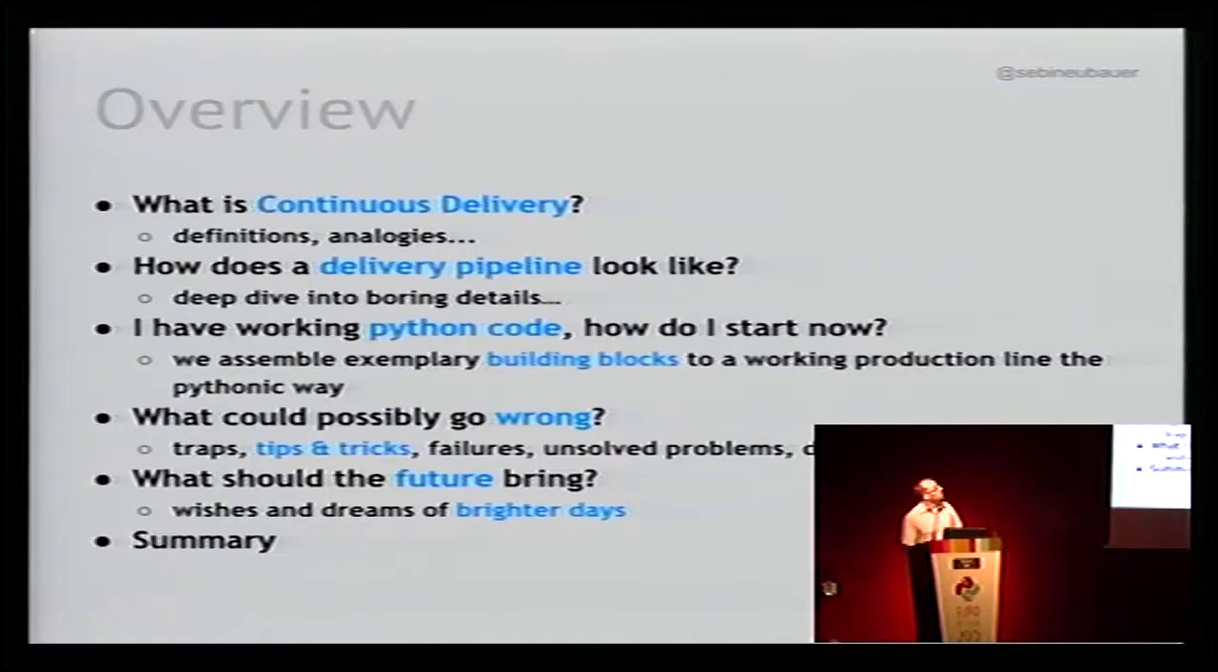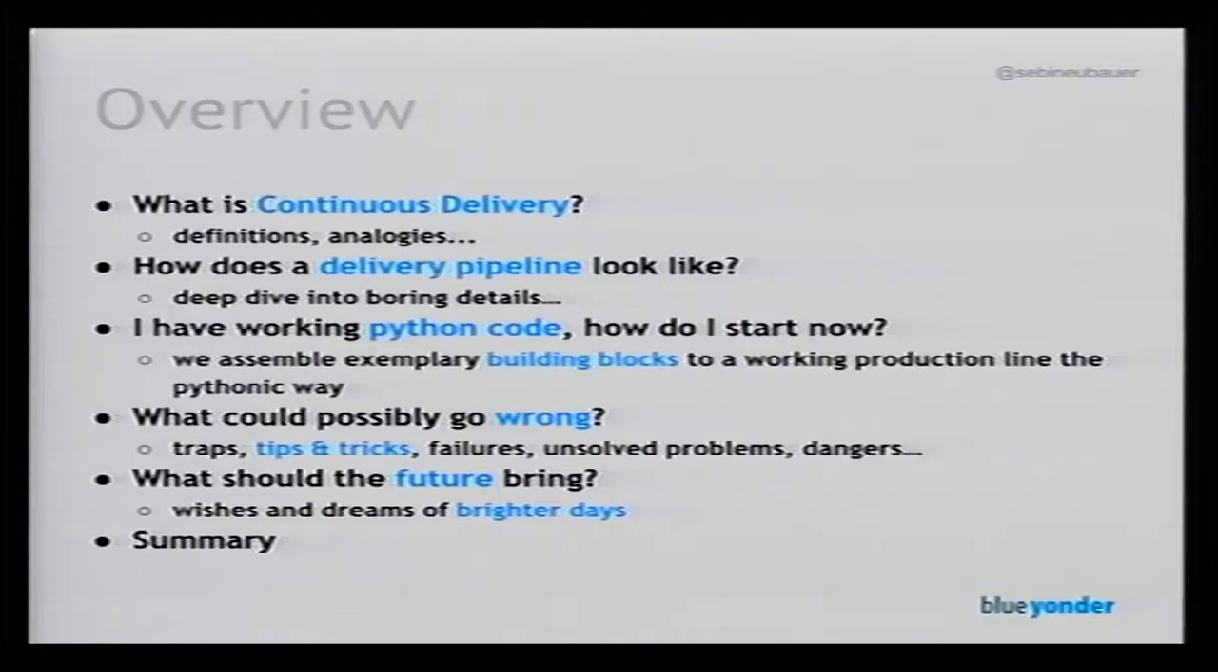First of all, I will explain what continuous delivery is with some definitions and analogies. So what my understanding is. Maybe it's not completely in agreement with everybody else, but it's my opinion. Then, what does such a delivery pipeline look like? There we really deep dive into some boring details. Then the biggest question: okay, I have working Python code, so how do I start?